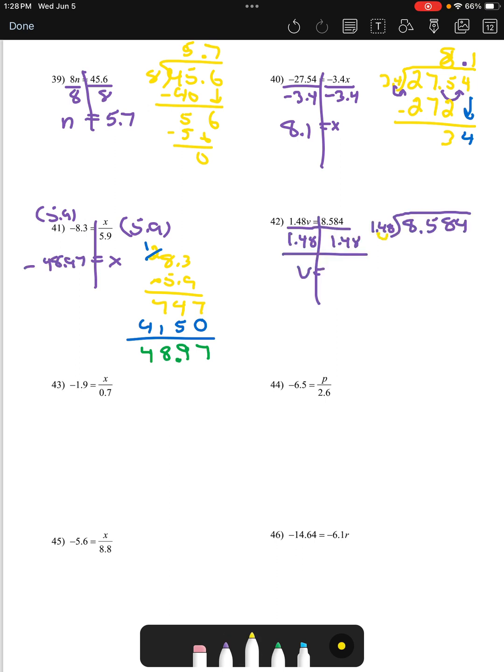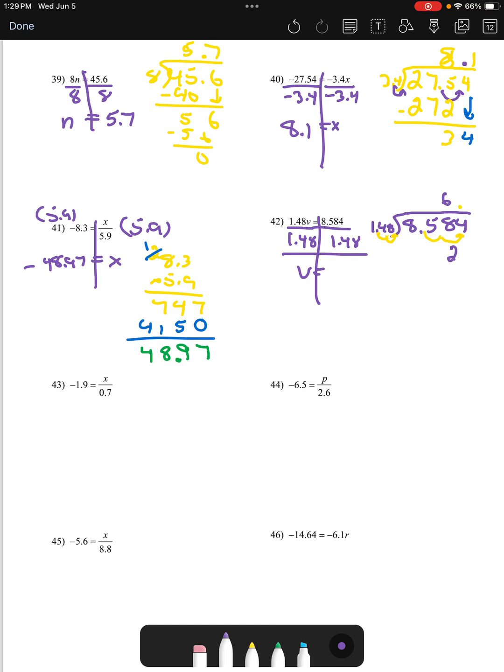8.584 divided by 1.48. The decimal point has to move 2 places in this problem, so 2 places inside. Okay, 148. I know 8's not going to work because I'd have 800 and then all the extra from 48. 7 is probably going to be too much, so let's try 6. I feel like 6 might be okay.